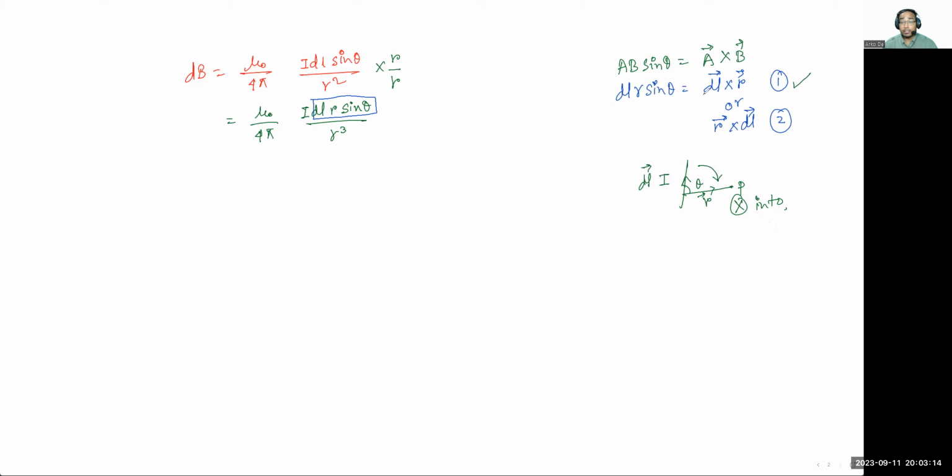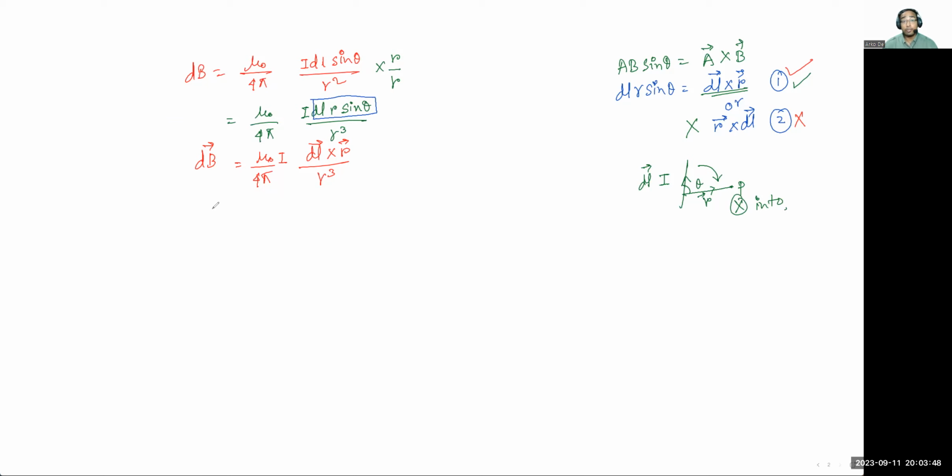Definitely, it is going to be dl cross r because it points in the correct direction of the magnetic field, not r cross dl. So we are not going to take r cross dl, we are going to take dl cross r. So let us use that: mu naught by 4 pi, I into dl cross r, divided by r cube. This is the vector form of the magnetic field produced by the current element at the observation point P. Now we are clear about this, right?